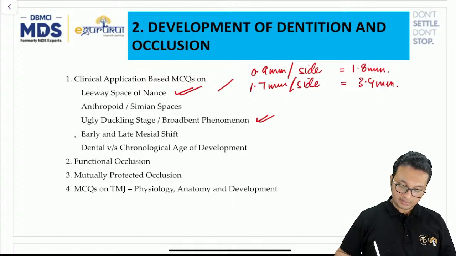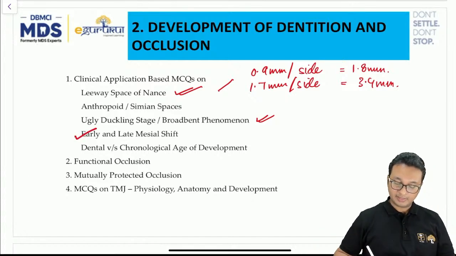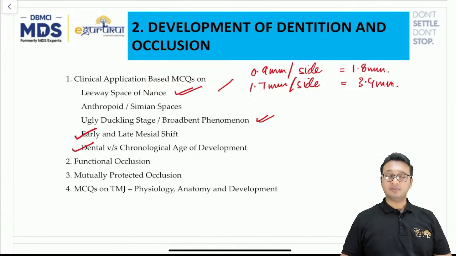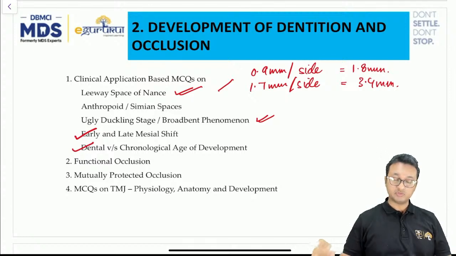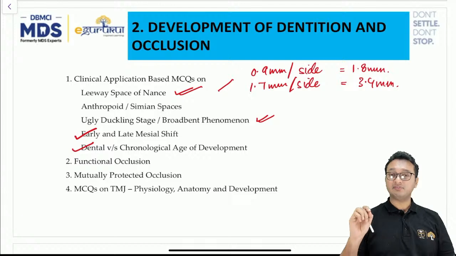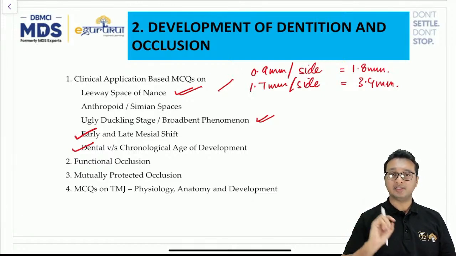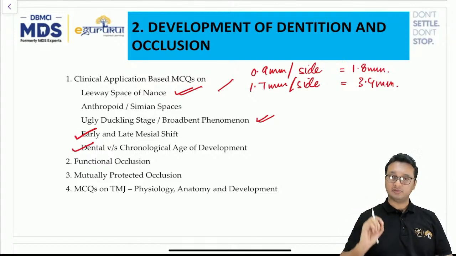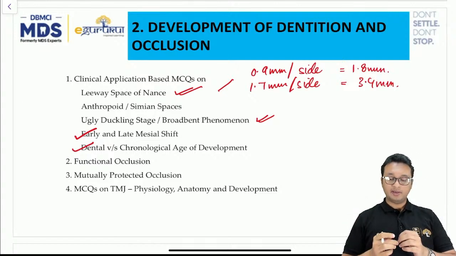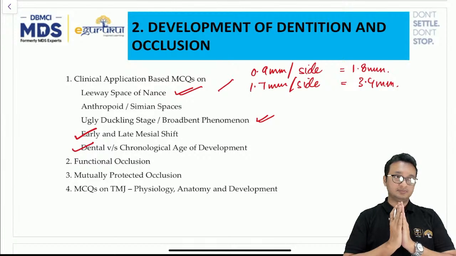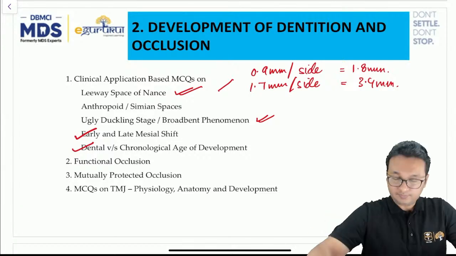Then I told about early and late mesial shift. Then dental versus chronological age of development. Questions can be asked. You can be given image based questions, or you have to remember the sequence of eruption of the teeth and the age at which a particular tooth erupts for the maxillary teeth as well as for the mandibular teeth.